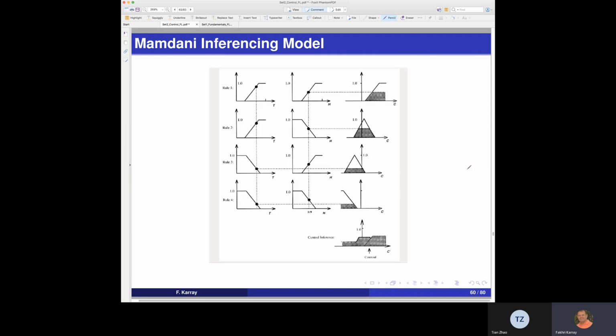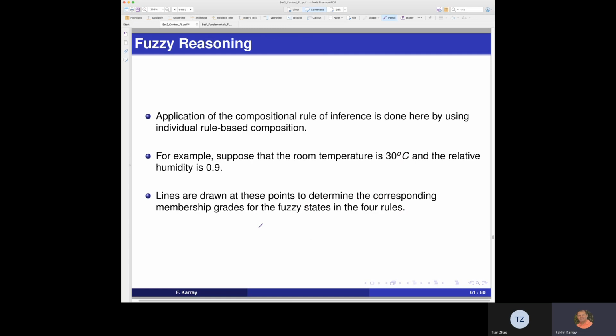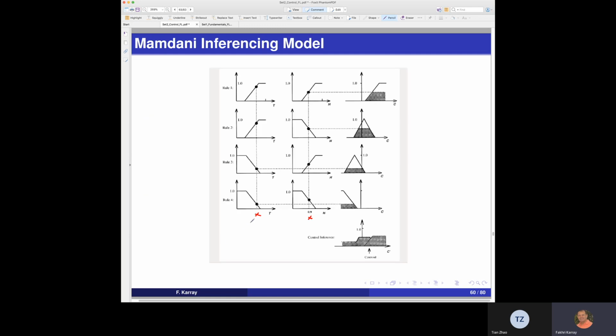So let's look at the fuzzy inferencing for this particular system. For a particular temperature, which we are choosing here, 30 degrees, and for a particular value of the humidity, which is given by 90%, or 0.9, what are we going to obtain?